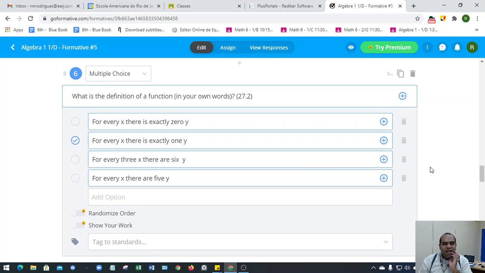Number 6. What is the definition of function in our own words? Guys, I told you, it was our first class, remember? What is a function? For every x, I have one y. One x, one y, all the time. For every x, I have just one possible y. Where is it? Here, letter B. For every x, there is exactly one y. Great. Let's go ahead.